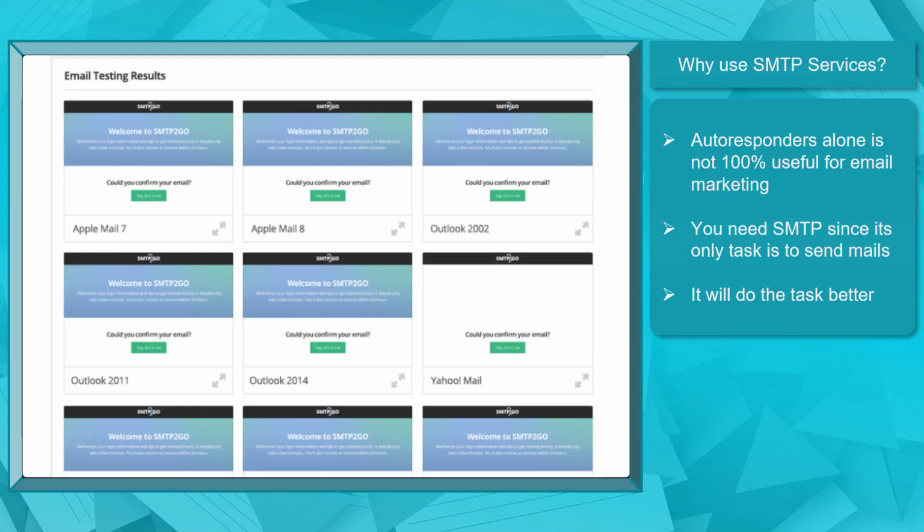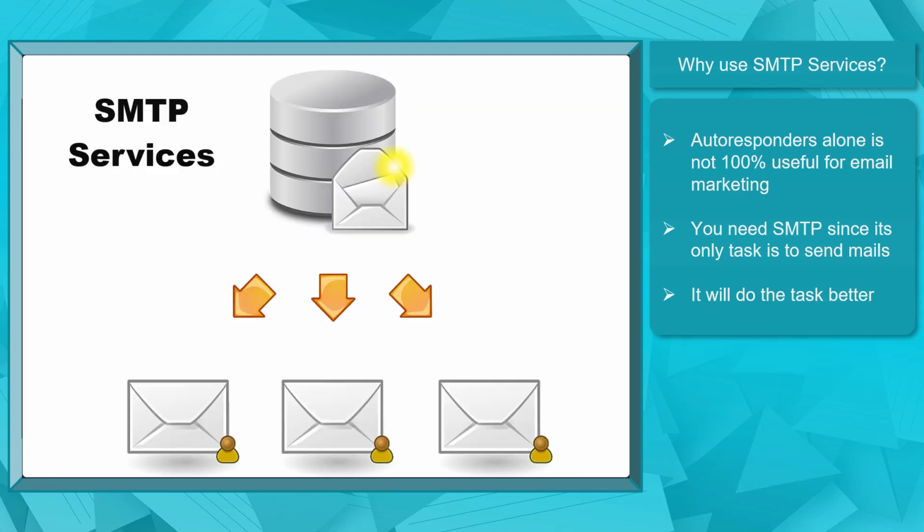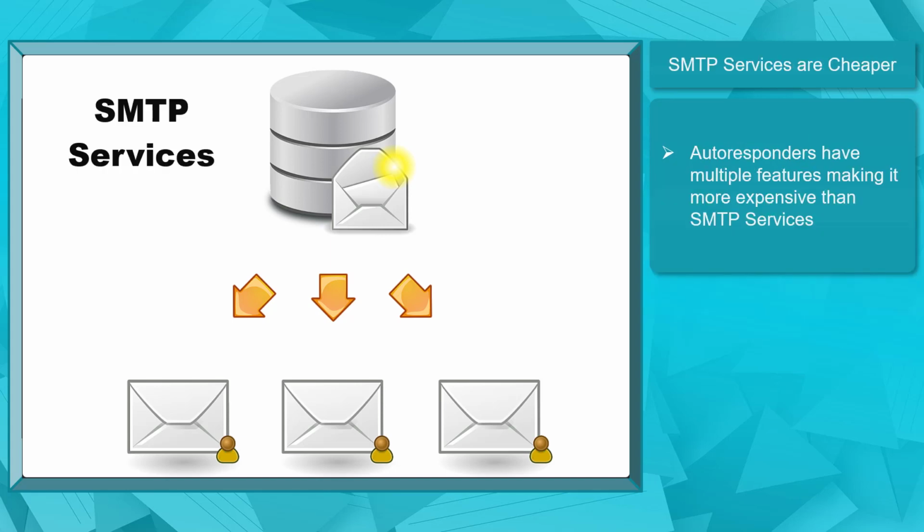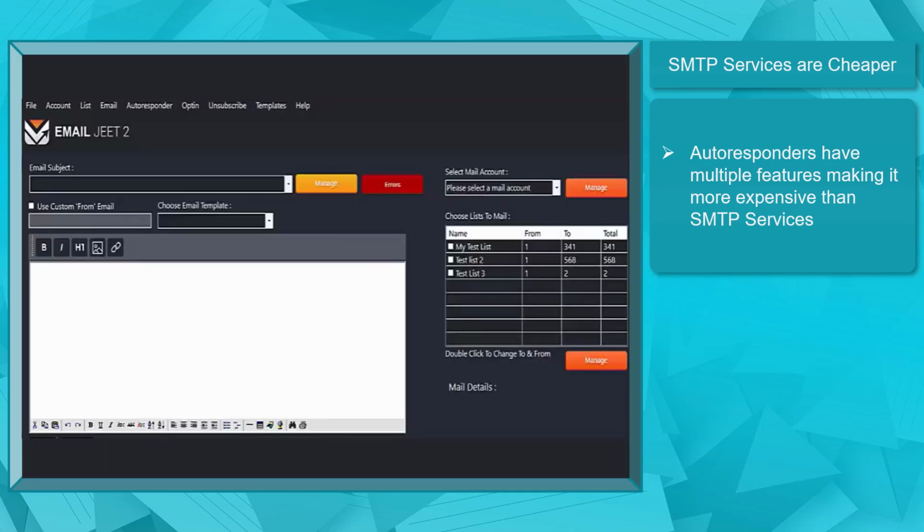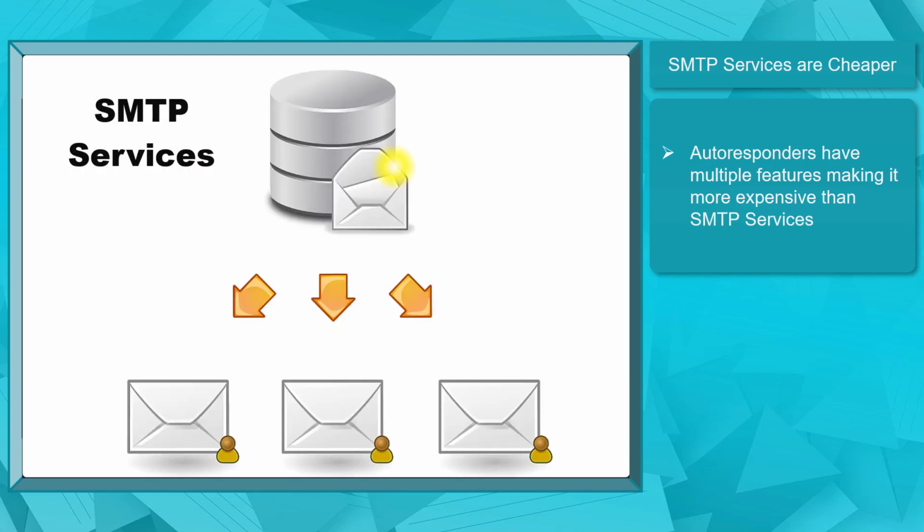So why do we need to use SMTP services if we already have autoresponders for sending mails? SMTP offers a better job at sending emails than autoresponders. SMTP services only do one task. That is to send mailouts to people on your list. Typically, they will do the task better than an autoresponder. SMTP services are much cheaper than autoresponders. Autoresponders have more features that you can use for email marketing, so they are priced higher than SMTP services, which only have one feature, that is, sending mailouts.